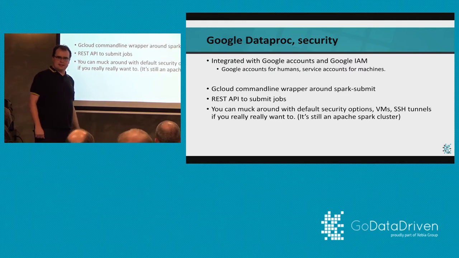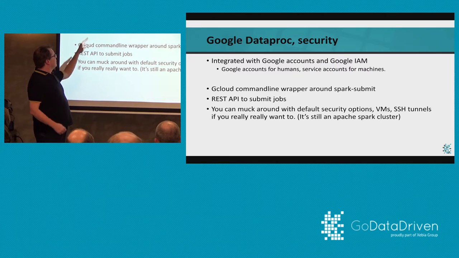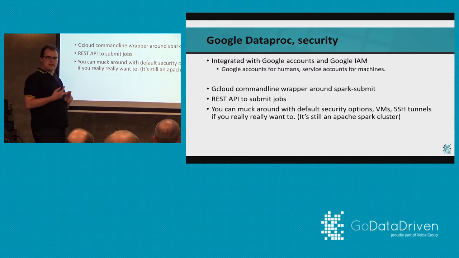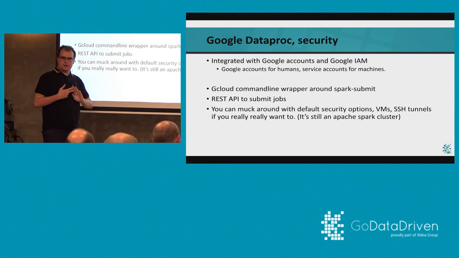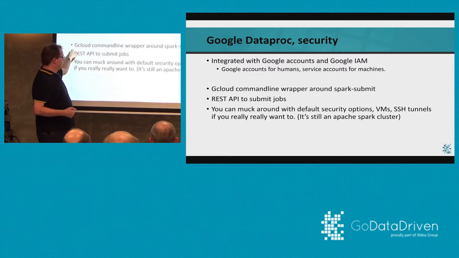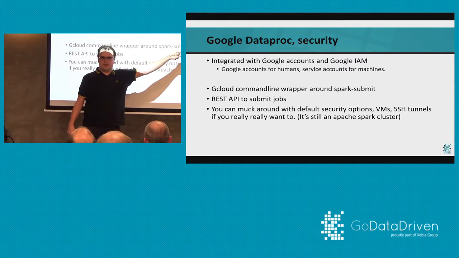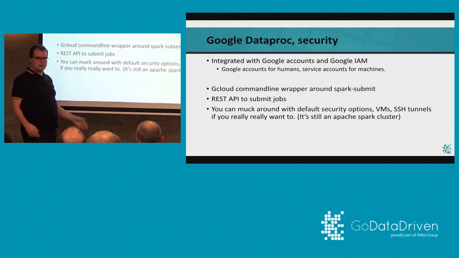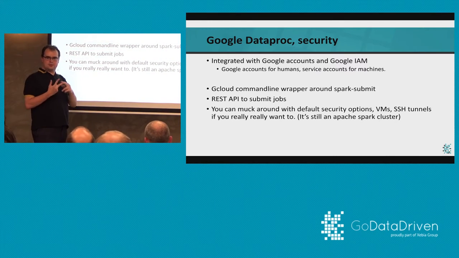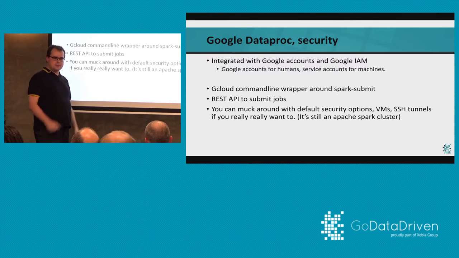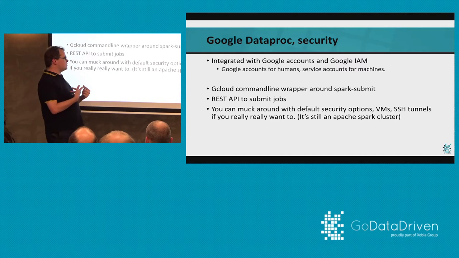So for the security wise, Google has two types of credentials. They have Google accounts, which is basically the same thing you use to log into your Gmail. And they have service accounts, which is basically a file that contains a certificate. And you can use those to talk to your cluster. Google has a command line wrapper around things like Spark Submit, so you can use command line tools that are similar to Spark Submit to send your jobs. And that also means that if you have audit logging, you will see which user started which job.